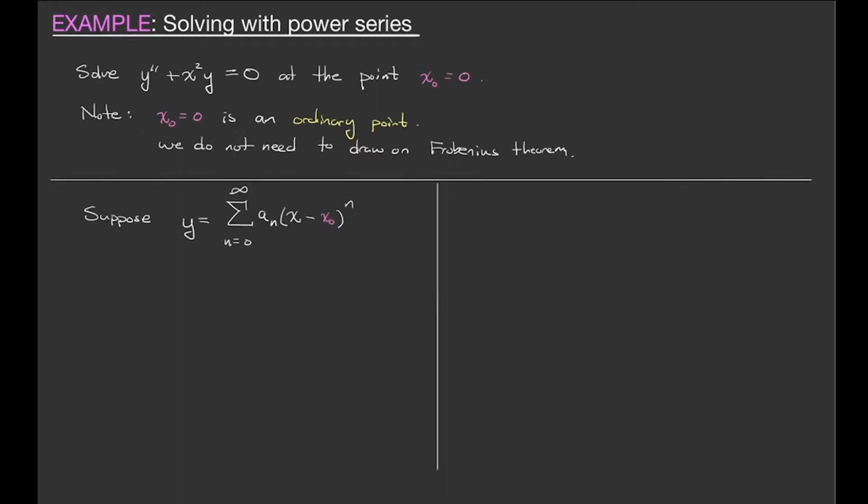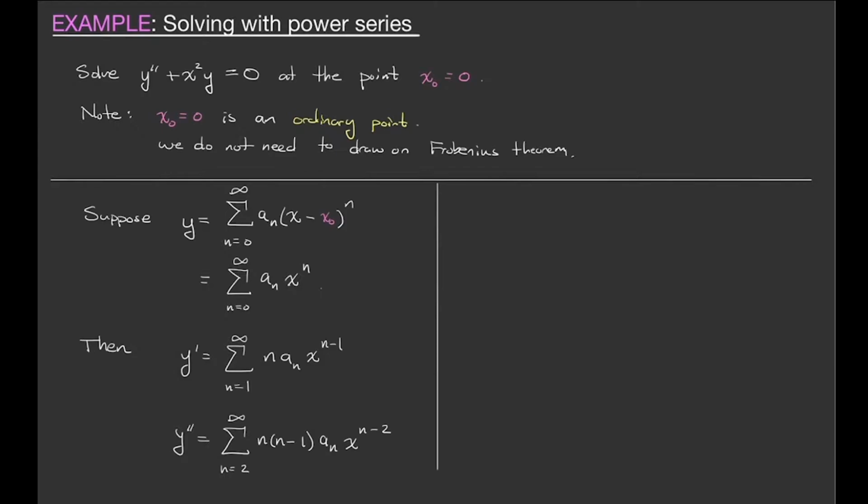Such a solution type will look like this, where we have unknown constants, a sub n, and then we take x minus the point. Of course, since the x naught is equal to 0, we have this here. And now if we take the derivatives, we get first derivative and second derivative like so. What we want to do is assemble the 0th derivative and the second derivative together. If we take x squared times y, what we get is this, namely where we have x squared, so that will increase the power by 2.